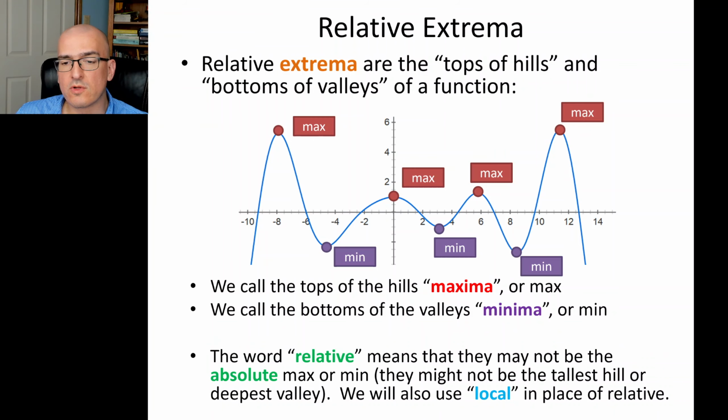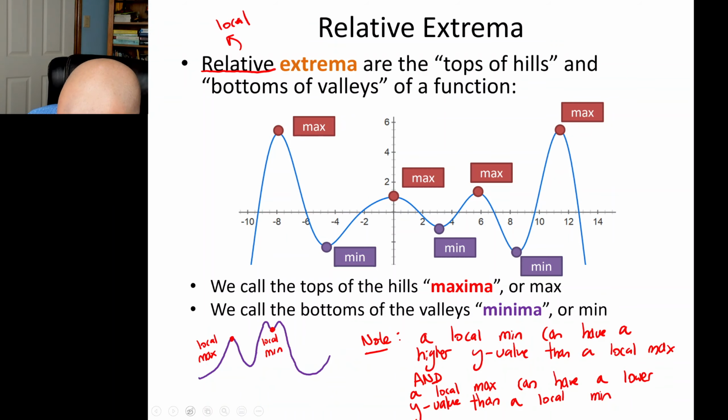So that's why the word local or relative is important. It just indicates that it looks like the top of a hill locally or nearby. If you lived in the city at the top of that hill, you would think that the low point in your city was that local min. You wouldn't think that that point is lower than the peak of a hill that's far away somewhere else. So that's the local aspect of it.